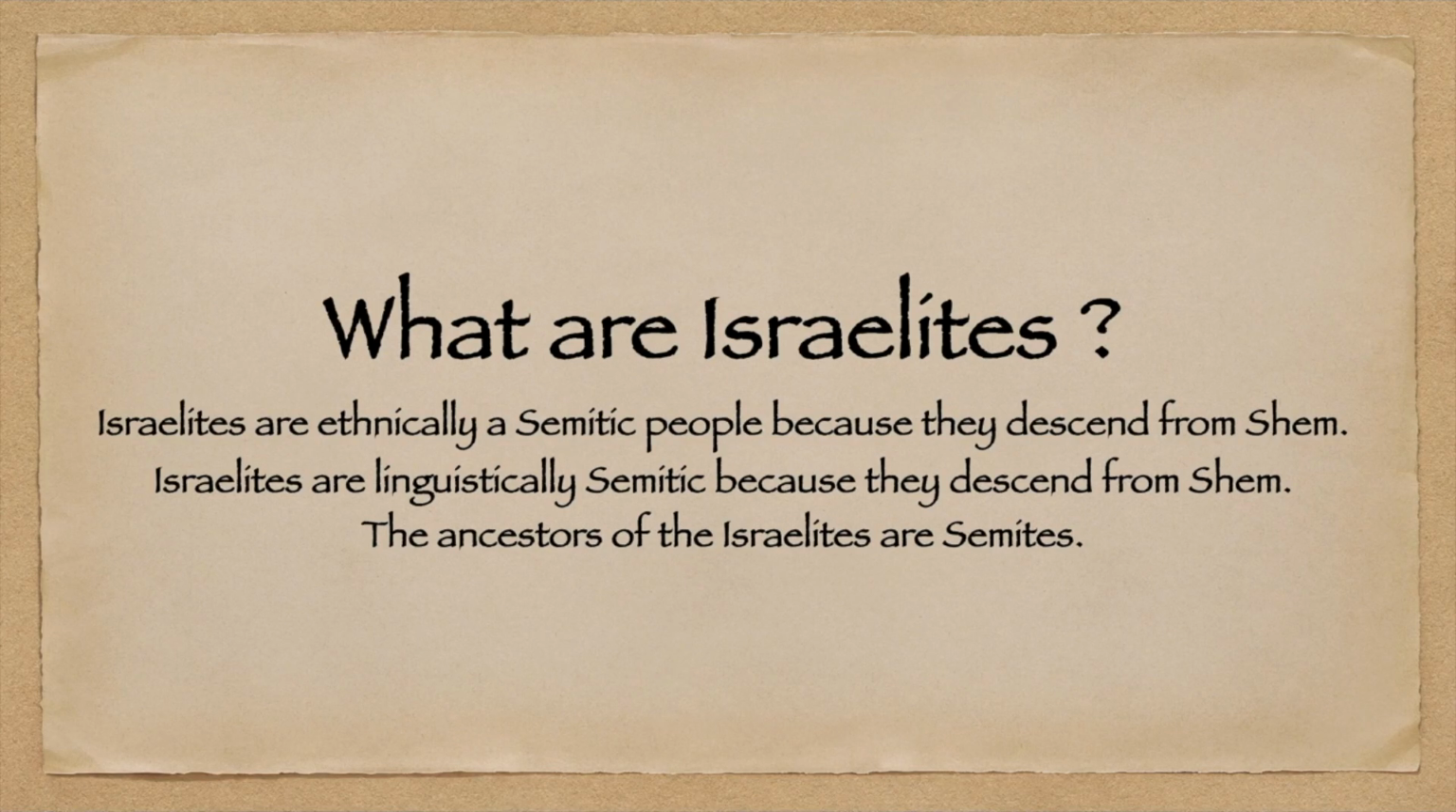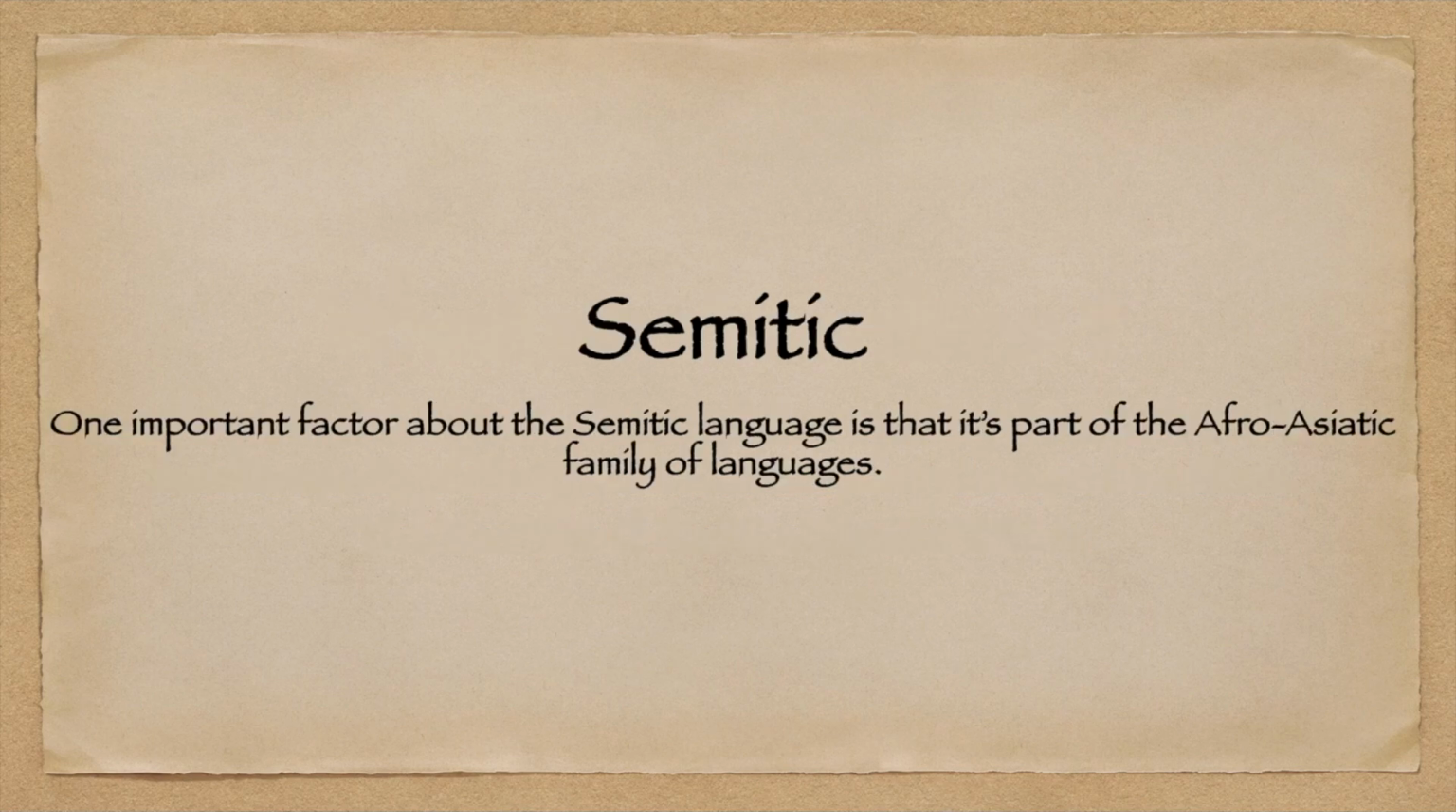So the Israelites are ethnically a Semitic people because they descend from Shem. The Israelites are also linguistically Semitic. So the ancestors of the Israelites are Semites. Now, one important factor about the Semitic language is that it's part of the Afro-Asiatic language family.